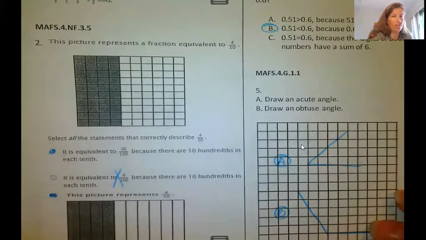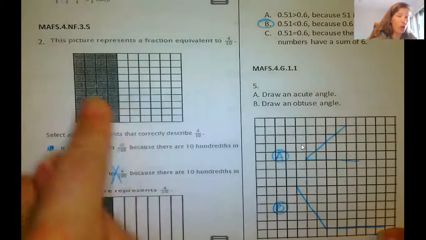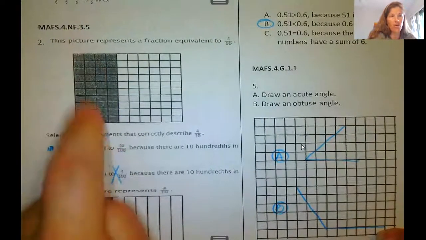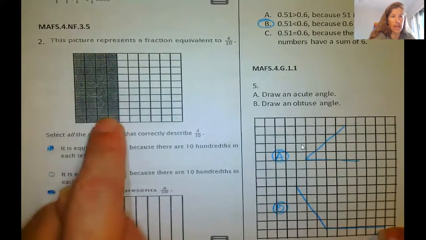Number 2, it says that this picture represents 4/10. And that is true, it does, because even though it's in 100th pieces, there are four full columns that are colored in, so that is accurate.